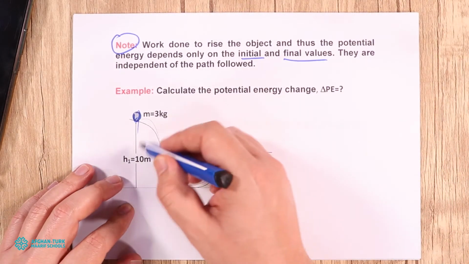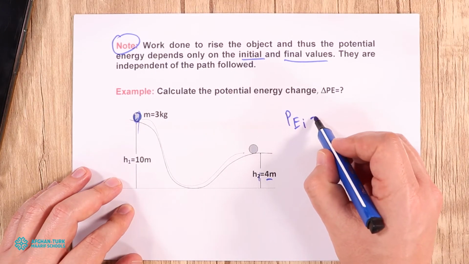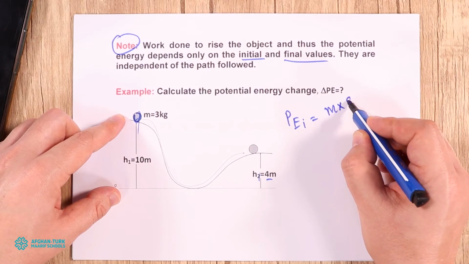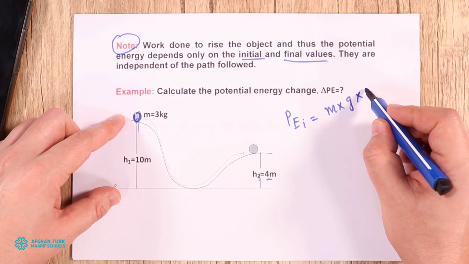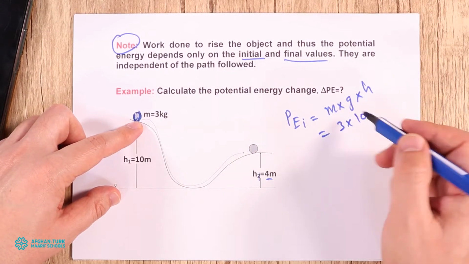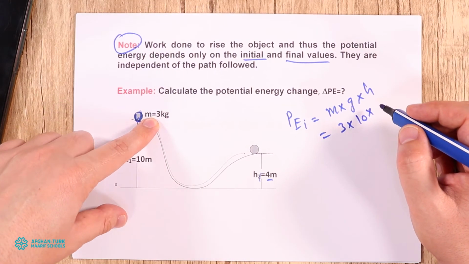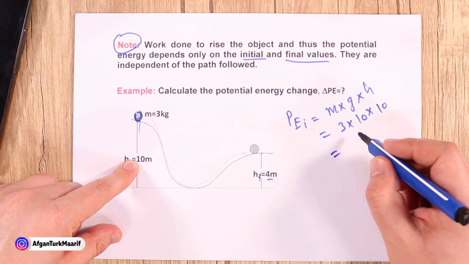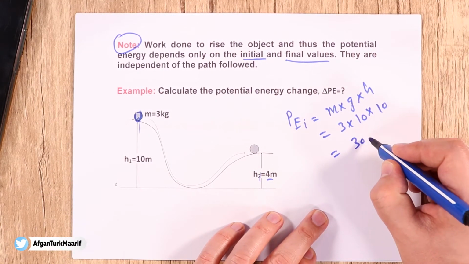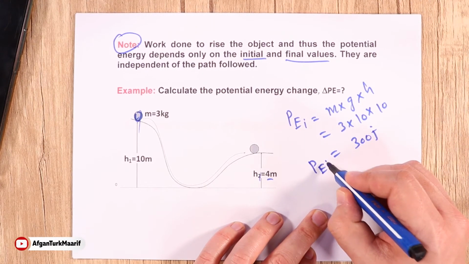Okay, let's find this potential energy. I can write the initial potential energy, this part, is equal to m multiplied by g multiplied by h. So m is 3 multiplied by 10. I do not use the units, but you can use them. Then the initial height is 10, so 10 multiplied by 10 is 100, multiplied by 3 is 300 joule. This is the initial potential energy.